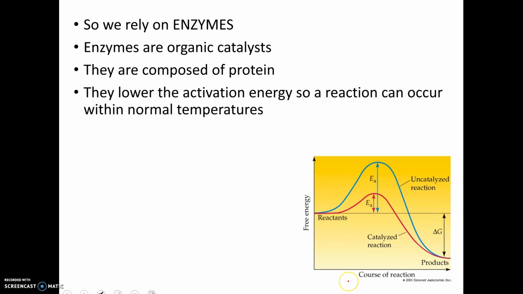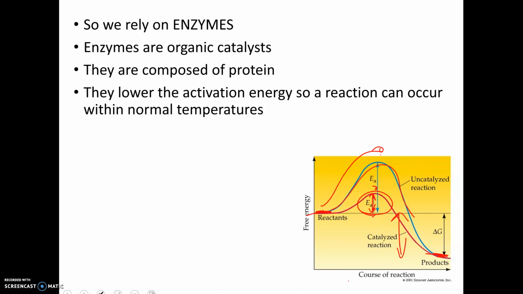So if you look at the diagram here, you can see this is the normal reaction. And this is the reaction with an enzyme added. So imagine instead of having to push the ball all the way up to here, imagine it's a lower hill. Ultimately, the amount of energy released is the same because they both start and end at the same spot. But we now have a way to kind of kickstart certain reactions.